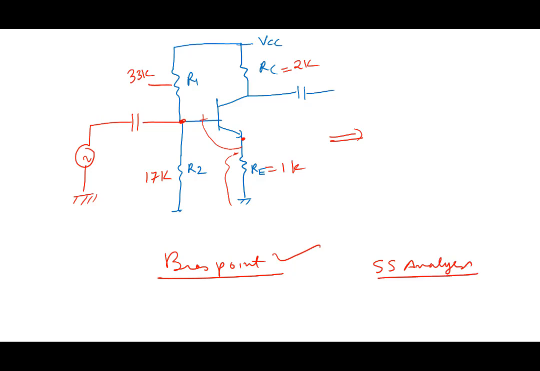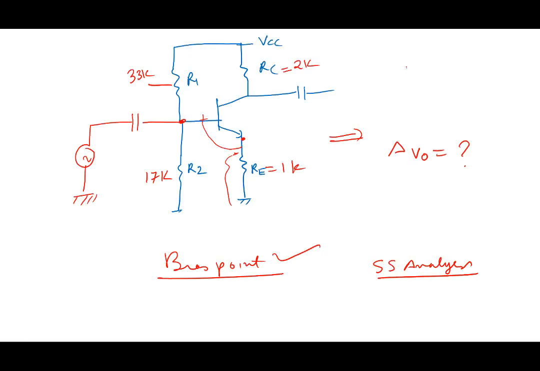What do you think is the gain now? AV0 earlier was minus GMRC. Now what is the changed value here? Minus GMRC by 1 plus GMRE. Yes, but everybody please make sure that you know this, something we did right in the beginning, that this will become minus GMRC by 1 plus GMRE.